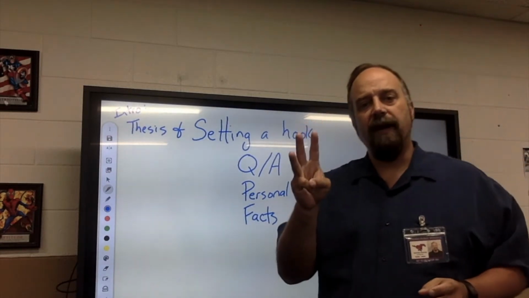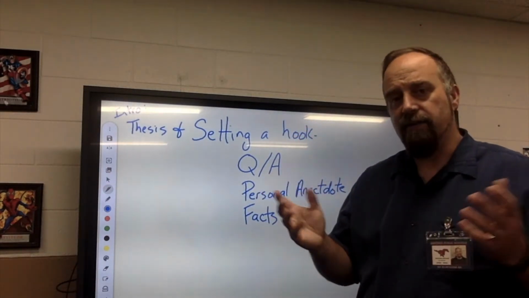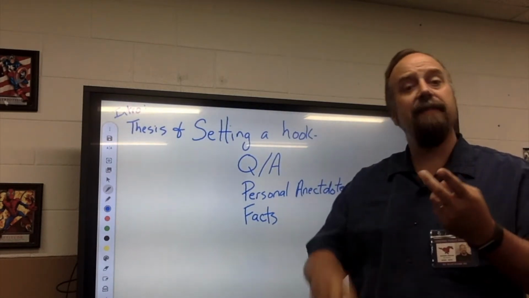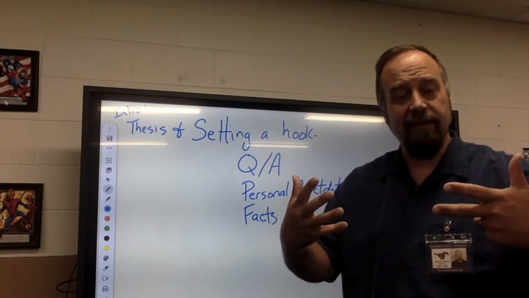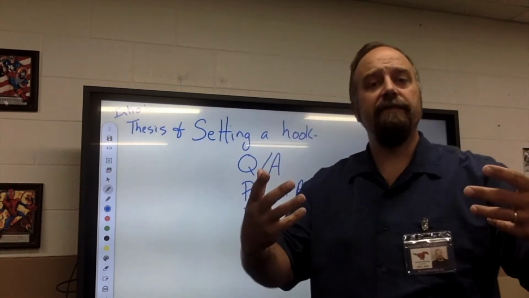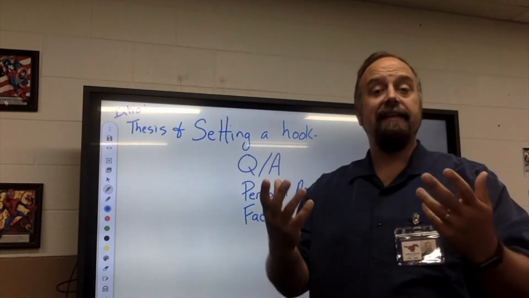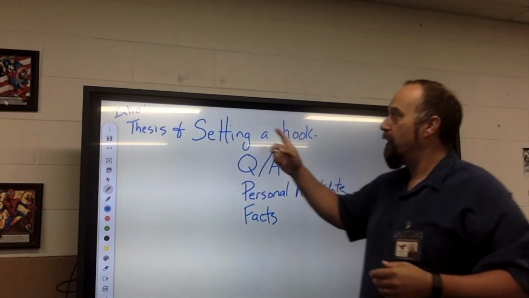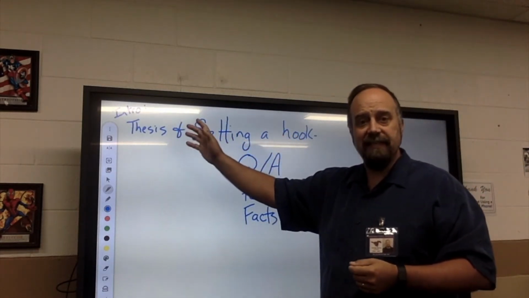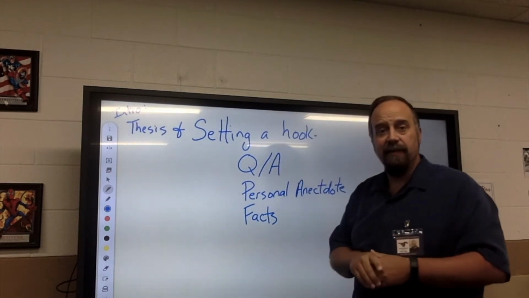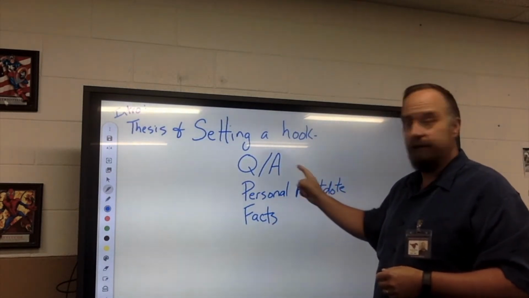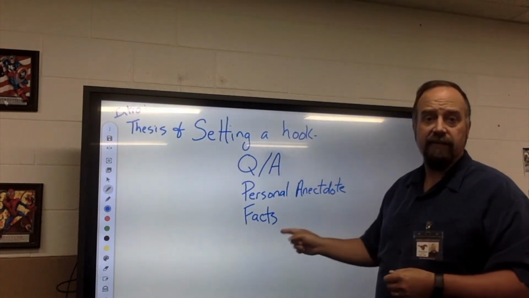So there's three ways that I want to share with you today. There's others, but there's three good ways to set a hook in a reader. You're going to have your thesis statement, and you set the hook. You get them interested, get them mentally or emotionally involved so they want to read, and they care about what you even have to say in the first place. So here we go. Our intro paragraph is going to have the thesis statement, and it's going to have setting the hook. Now there's three ways of doing that: question and answer, personal anecdotes, and facts.